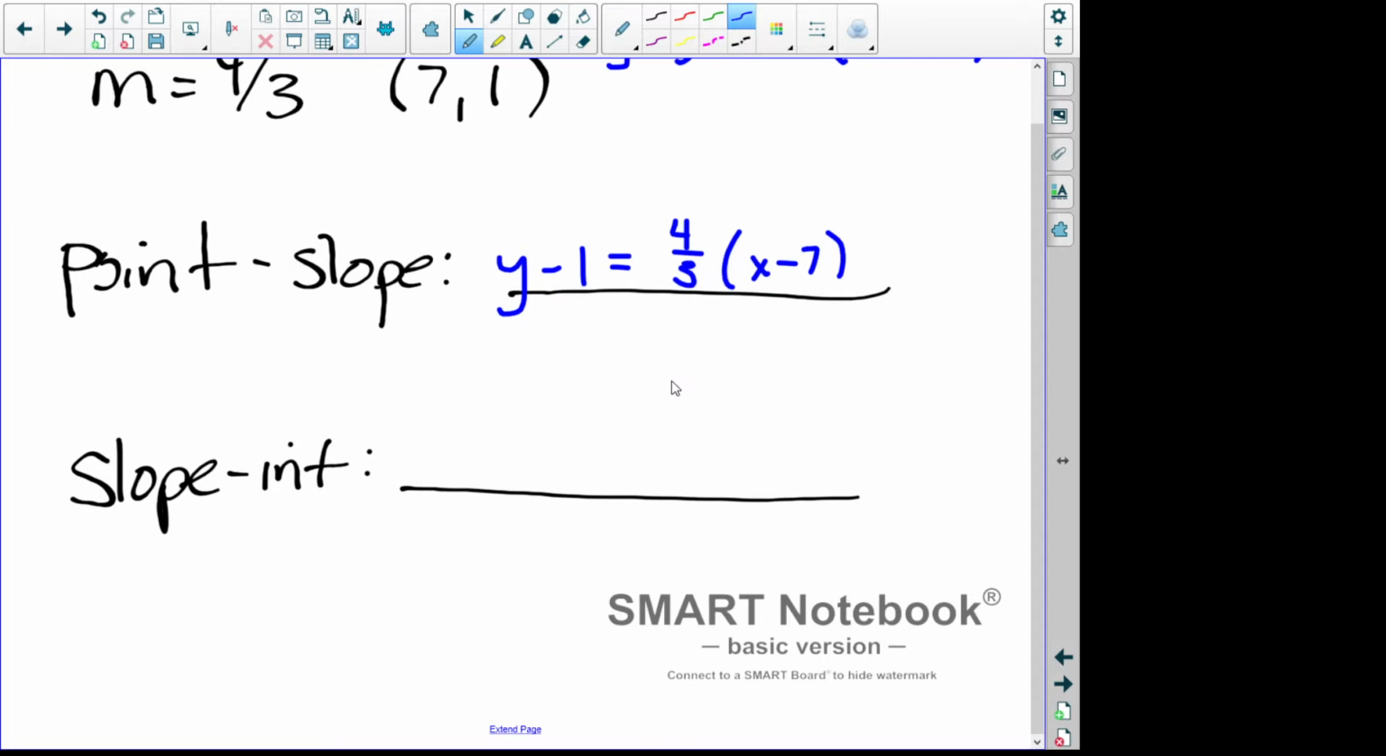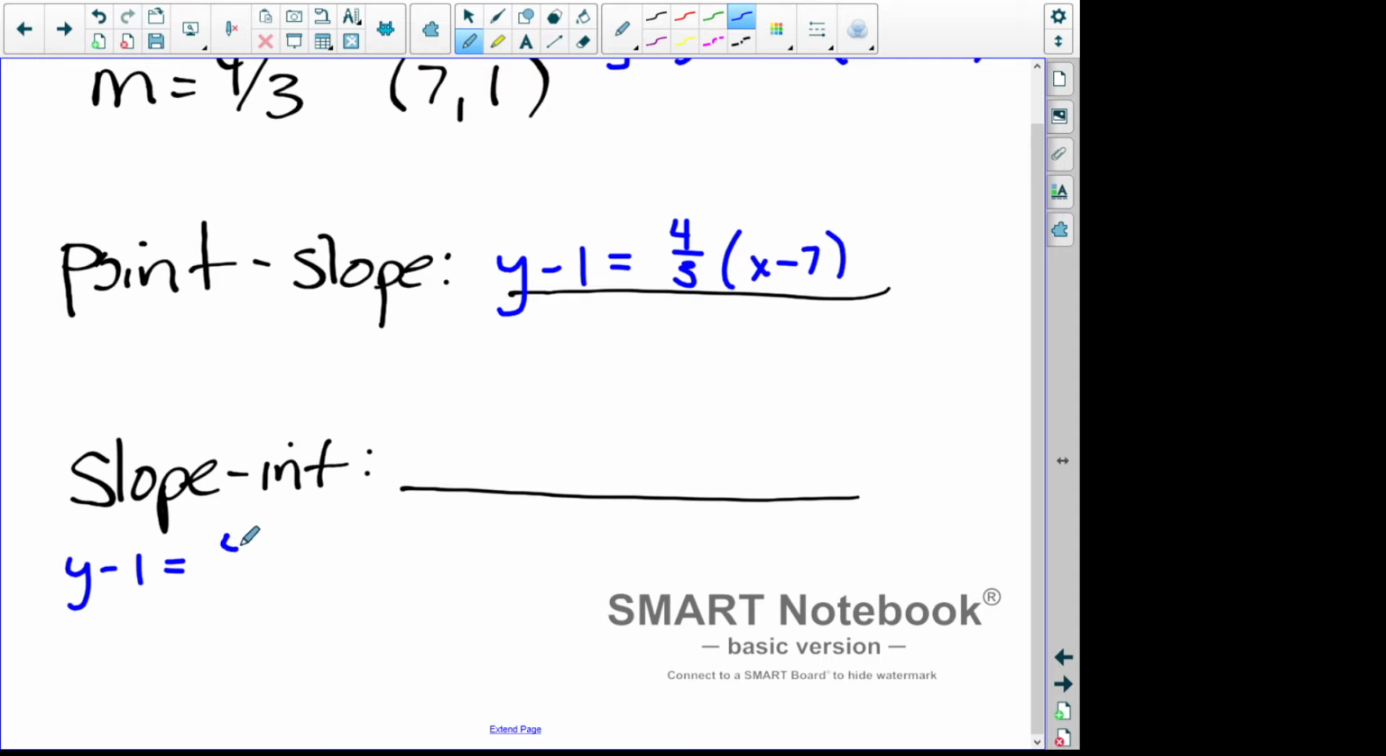And so I can say, well, I'm just going to take this equation and rearrange it and make it look like slope-intercept form. So that's what I'm going to do down here. So I've got y minus 1 is equal to 4/3 times (x minus 7). Now, my first step here is I'm going to go ahead and distribute this. So I'm going to do 4/3 times x and then 4/3 times negative 7.